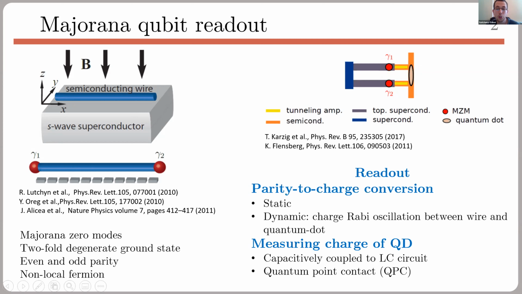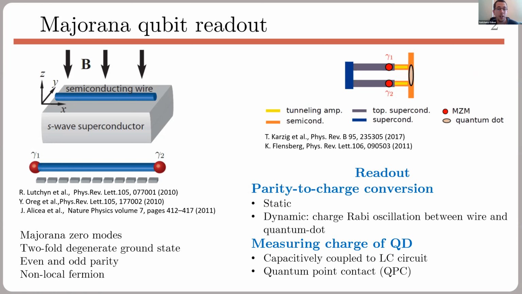And the basic concept is a parity to charge conversion. Somehow we would like to transfer the parity information of the Majorana wire to charge information of a quantum dot. We can do it in a static way, in which the tunnel amplitudes are constant, not varied in time. Or we can do it in a dynamic way, in which we switch on a tunnel pulse on the tunnel barriers, which induces a charge Rabi oscillation between the wire and the quantum dot.